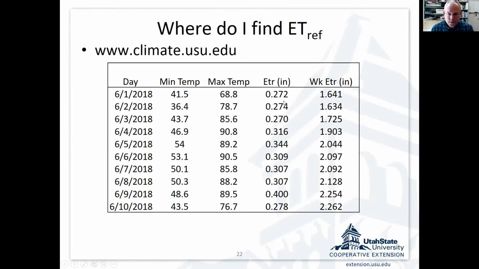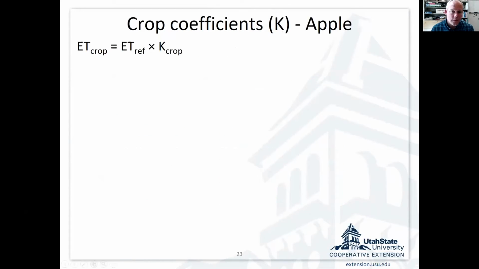And so this shows you the daily reference ET, and then this is kind of a running total of what the weekly ET would be in inches. So you can see early on when it was cooler, it was 1.6 inches. We get up to 2 or 2.1 inches per week of reference ET. So that's one important component we need to know. The second is this, so that gives us a reference ET. The second is this crop coefficient.